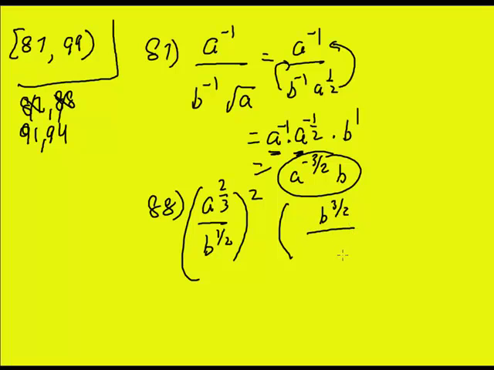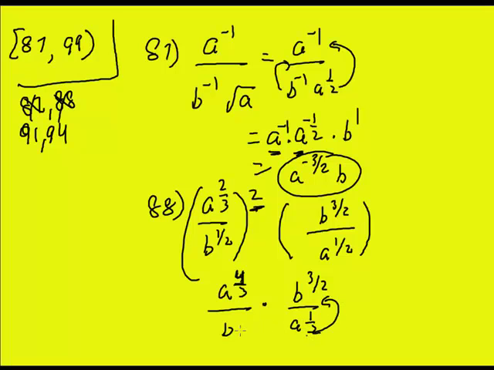Divide that by a to the 1/2. Alright, I'm going to have to square the first parentheses first, so that means I'm going to get a to the 4 over 3 over b times b to the 3 over 2, all that over a to the 1/2. Okay, we're taking everything to the top, so I'm going to take this to the top, I'm going to take this to the top.